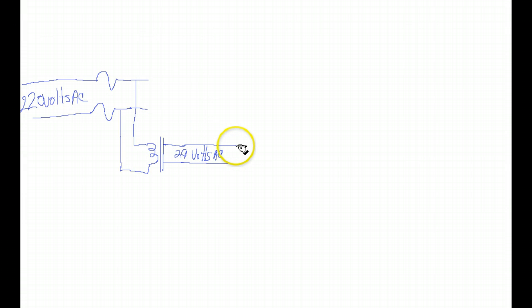And then the first thing it does, it passes through a safety pressure switch. This switch is located in the air conditioner unit, and if the pressure gets abnormal, it opens the circuit. So this is a pressure switch. That's right here.